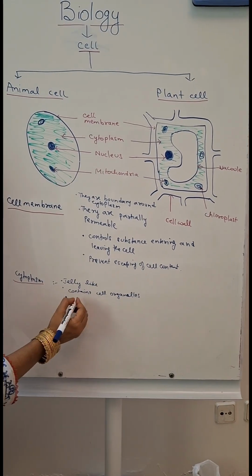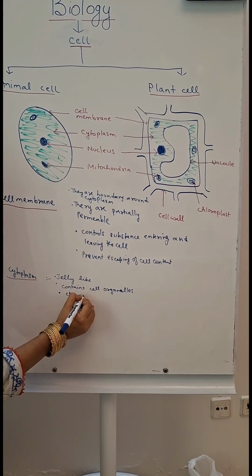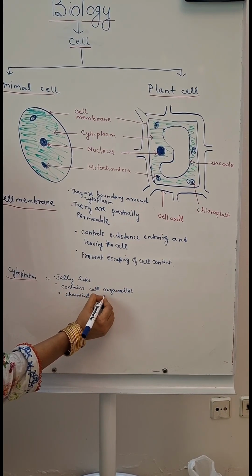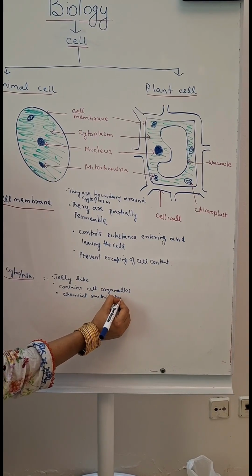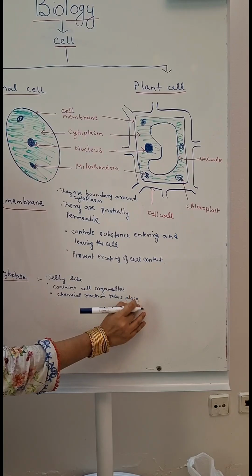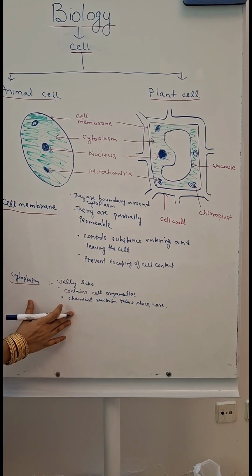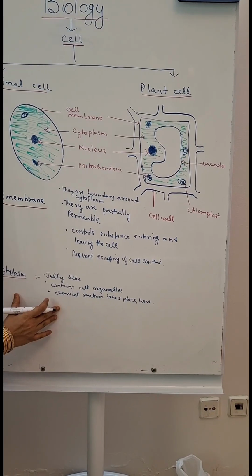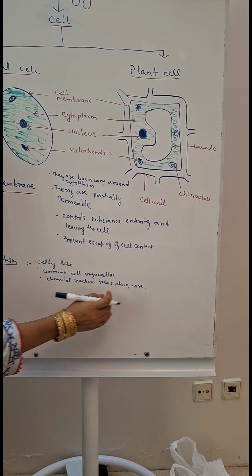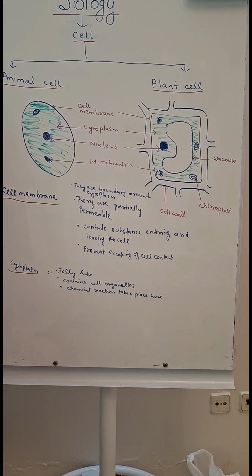It is also the place where all chemical reactions take place. So cytoplasm is important because it provides the place where chemical reactions take place. These are the things about the cytoplasm which we must know.